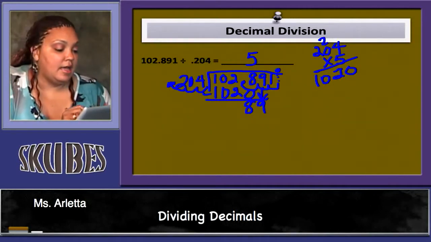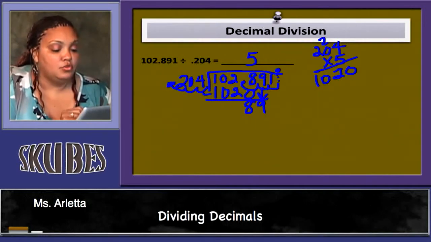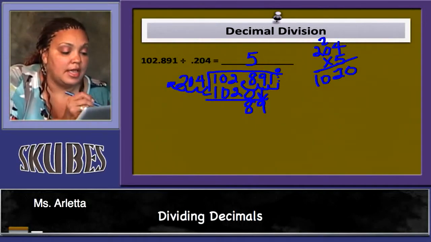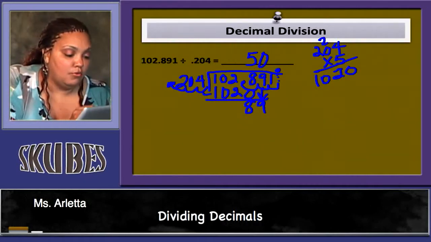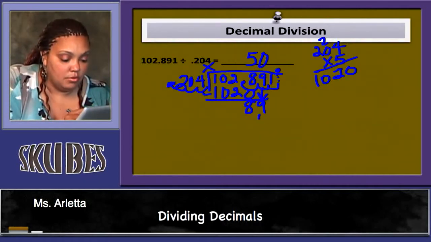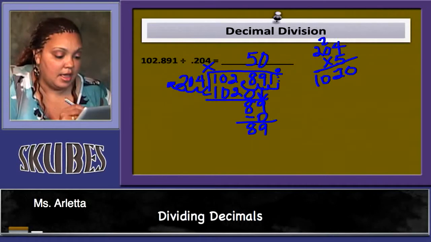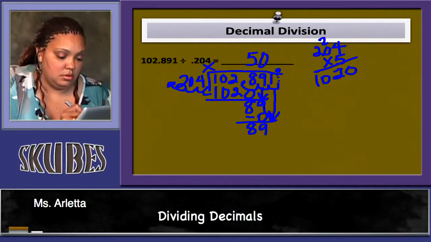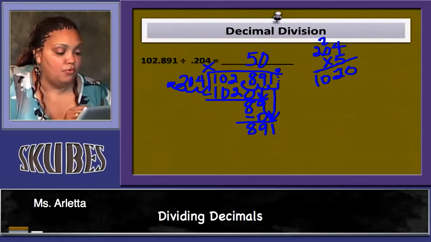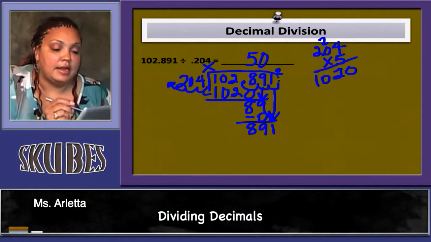Now we have 89. Well, 89 is smaller than 204, so 204 goes into 89 0 times. 0 times 204 is 0. When you subtract, you have 89 minus 0 is 89. Bring down your 1. Now you have 204 into 891.